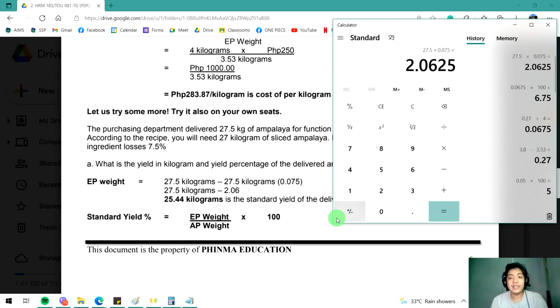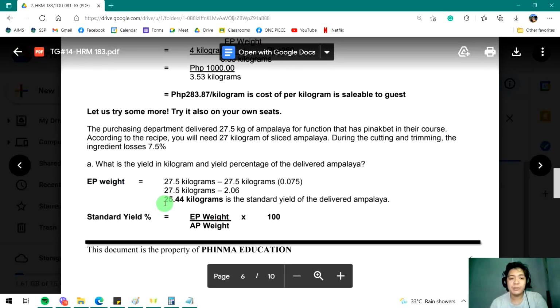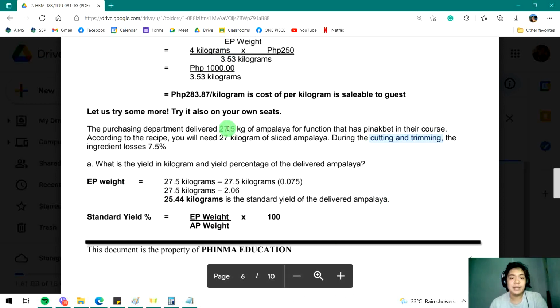Lalabas na 2.06. So 2.06, ibig sabihin yung nawawala doon, 2.06 yung nawawala na loss kada 27.5 kilograms. So, ibabawas natin yung 2.06. That will be 27.5 minus 2.06 loss. We have 25.44 kilograms. So, ibig sabihin, ito yung EP weight natin or edible portion weight after cutting and trimming the 27.5 kilograms of ampalaya.